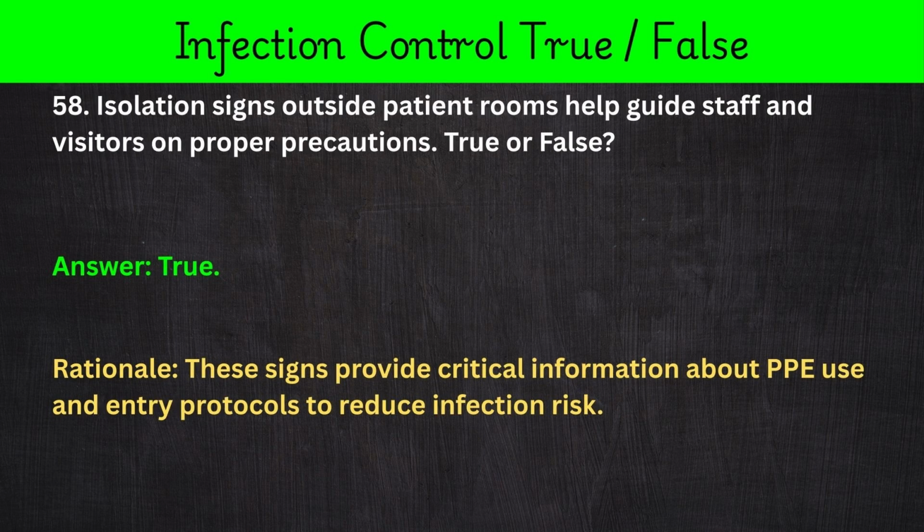58. Isolation signs outside patient rooms help guide staff and visitors on proper precautions. True or false? Answer: true. Rationale: these signs provide critical information about PPE use and entry protocols to reduce infection risk.